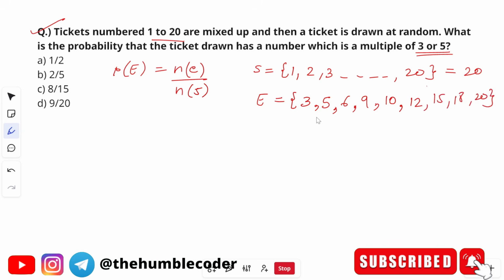So in this way we have prepared the event. The event was that the number should be a multiple of 3 or 5, so we have taken all the numbers from 1 to 20 which are multiples of 3 or 5. Let's see the count of them: 1, 2, 3, 4, 5, 6, 7, 8, and 9. So these are 9. So n of E is 9 and n of S is 20. So our probability is 9 by 20. So the correct answer for this question is option D.